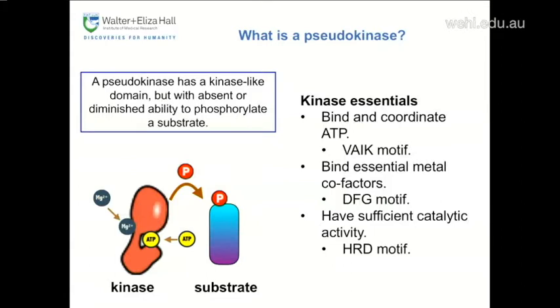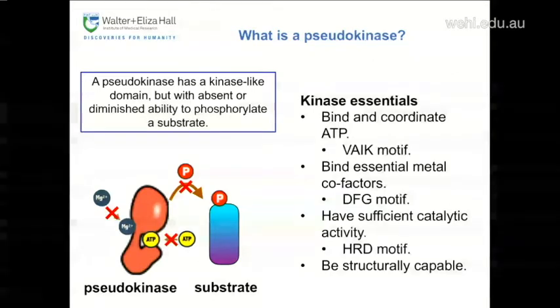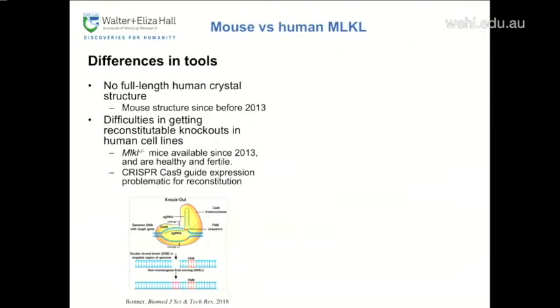Also, the protein needs to have sufficient catalytic activity to transfer the phosphate off ATP and put it onto the substrate. And finally, the protein needs to be structurally capable. If it's not the right shape to do what it needs to do, then it's not going to happen. A typical protein kinase will have a C lobe and an N lobe, and the way these two interact and move together will determine how it works. If any of these four things is out of place, and sometimes in pseudokinases you'll find more than one of these things out of place, then the protein is classified as a pseudokinase rather than an active kinase.